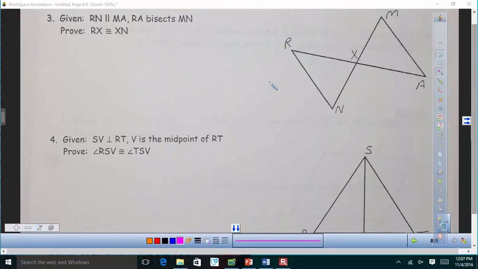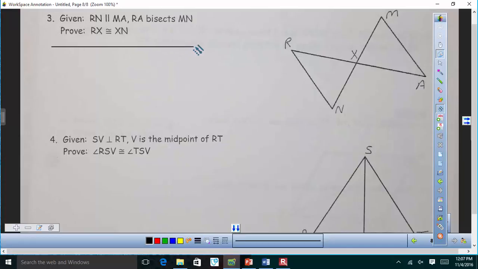Okay, so for number 3, go ahead and draw your T-chart. So are these going to be like 6 to 5 steps? 6 to 5 steps, yes.